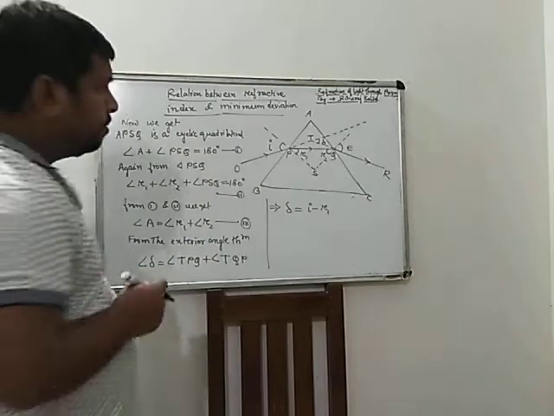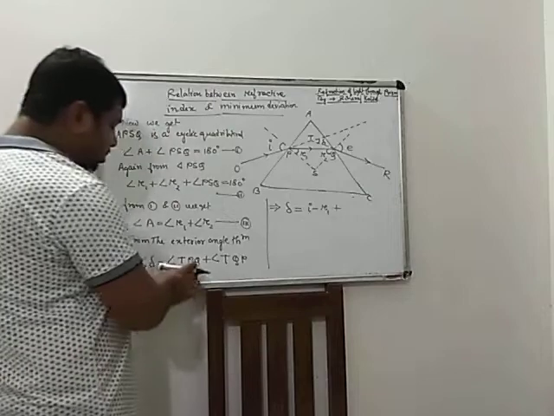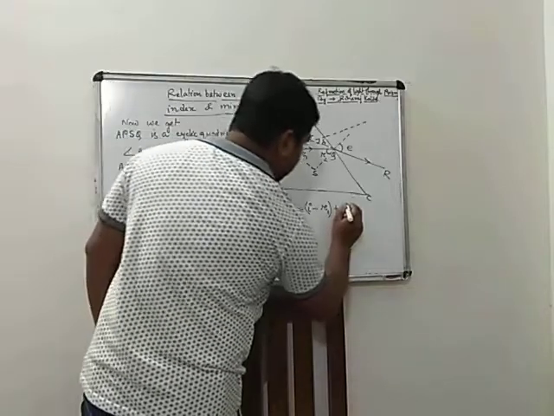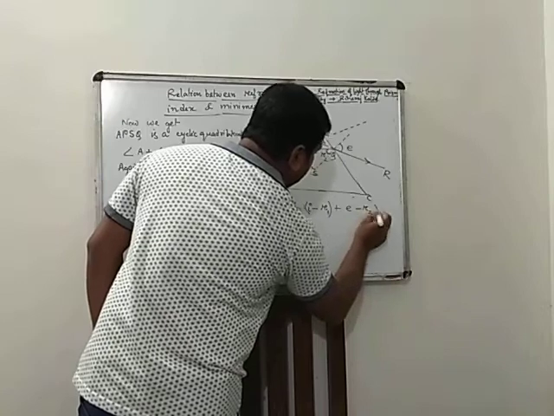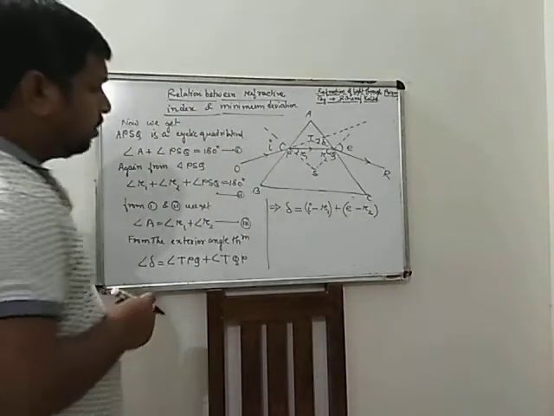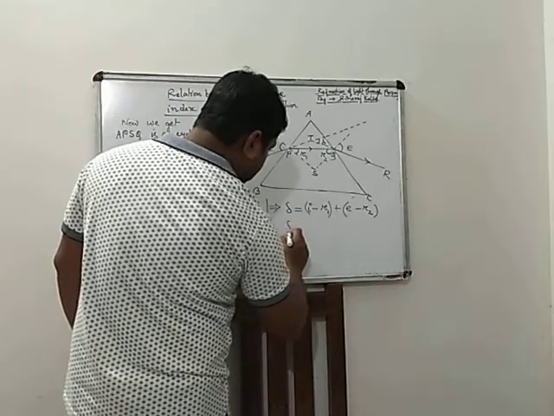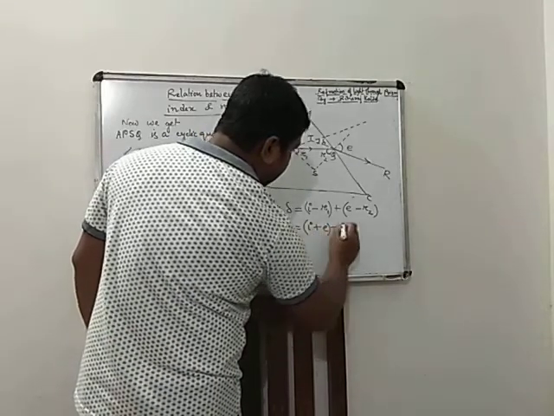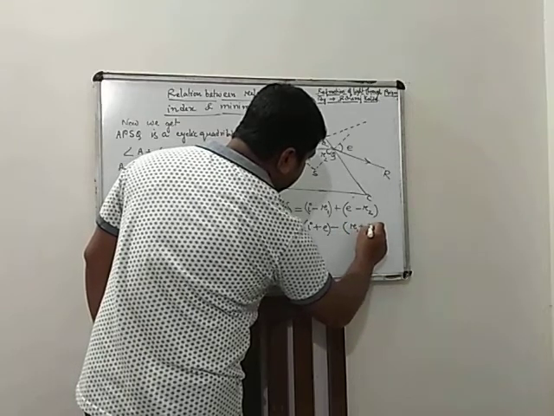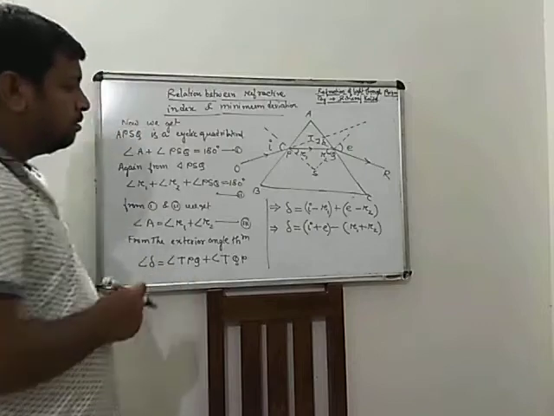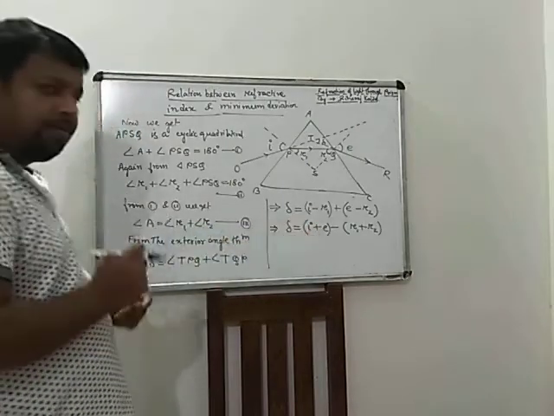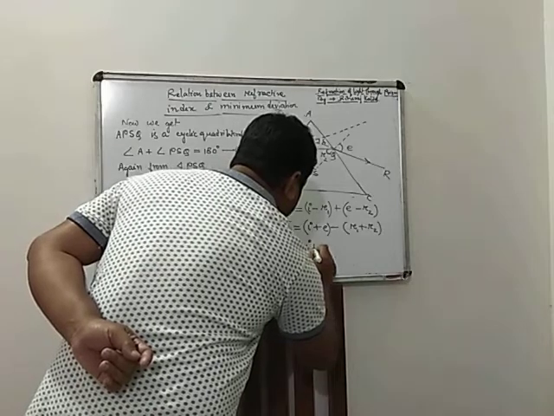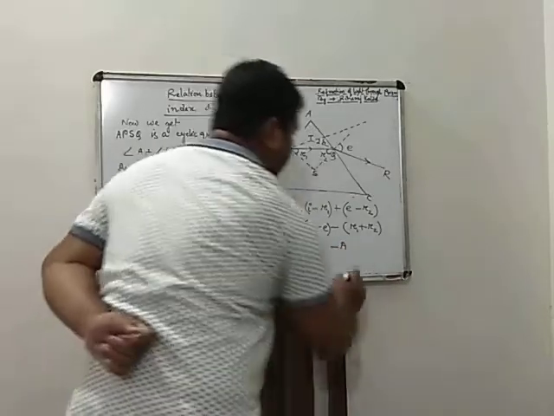Delta equals I minus R1 plus E minus R2, coming from angle TPQ and angle TQP. So delta equals I plus E minus bracket R1 plus R2. Equation 3 gives R1 plus R2 equal to A. Right? So delta equals I plus E minus A, from 3.